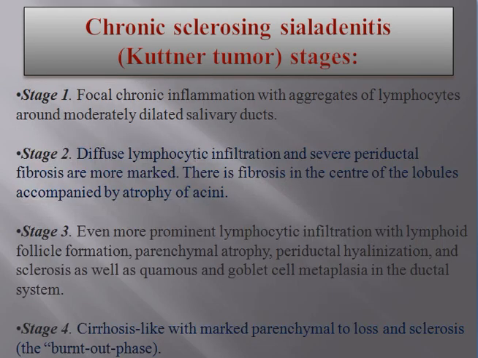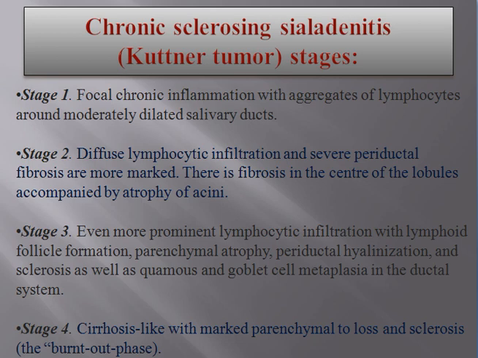through 4 stages, and they are histological stages. And you can see them on this slide. First stage, that is a focal chronic inflammation with aggregates of lymphocytes around moderately dilated salivary ducts containing inspissated secretion. The second stage, diffuse lymphocytic infiltration and severe periductal fibrosis are more marked.